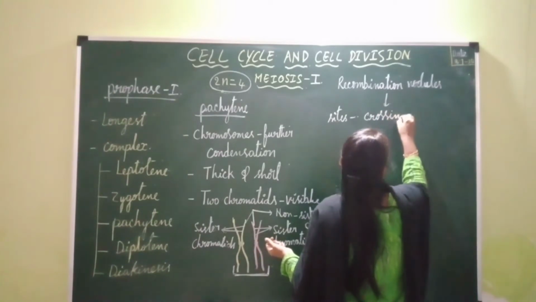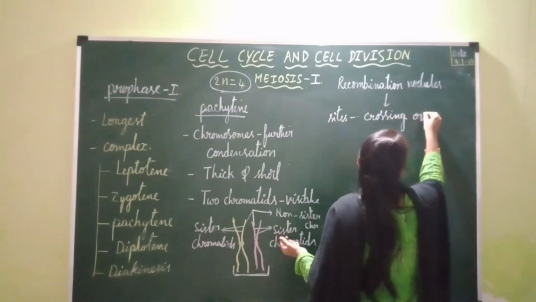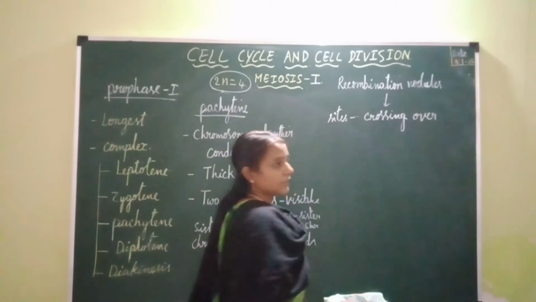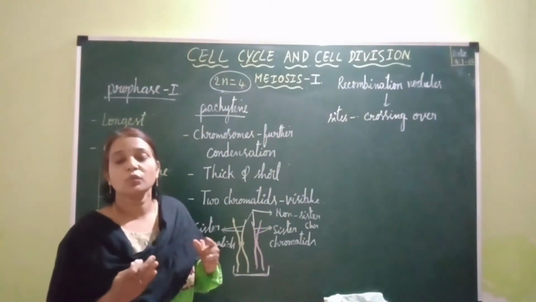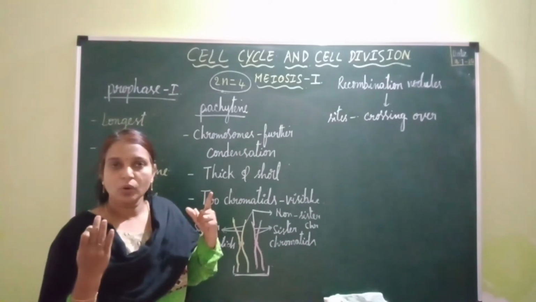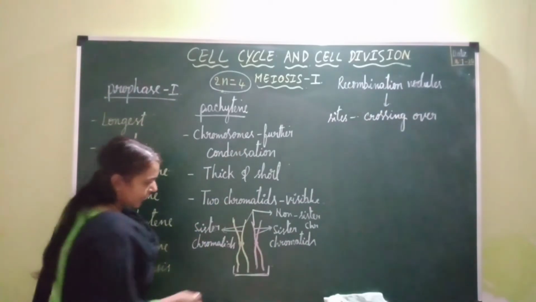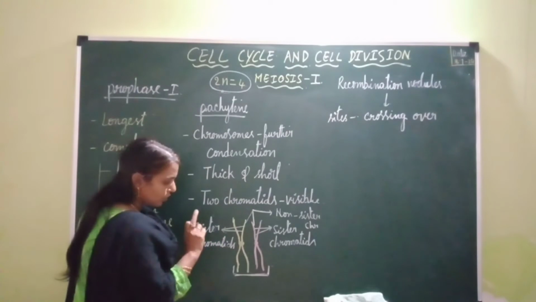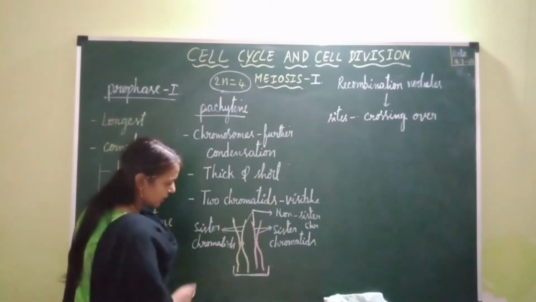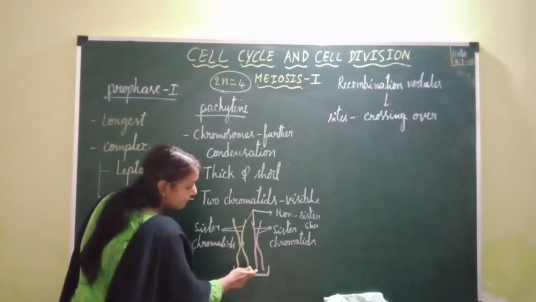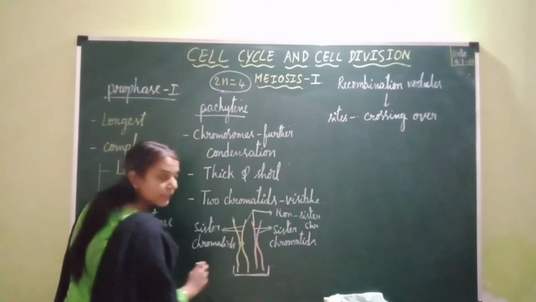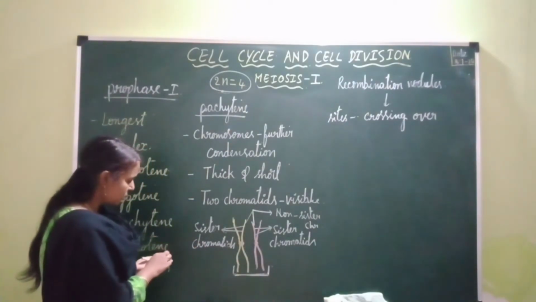Now let's see what this crossing over is. Crossing over is exchange of genetic material between the non-sister chromatids of homologous chromosomes. So these 2 chromatids are non-sisters, but they are homologous to each other.